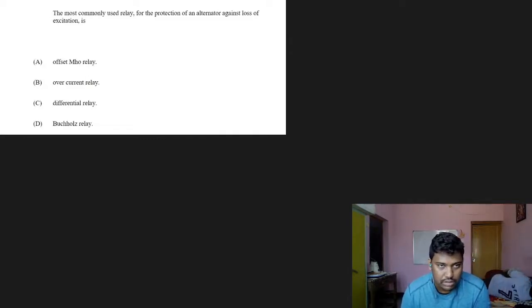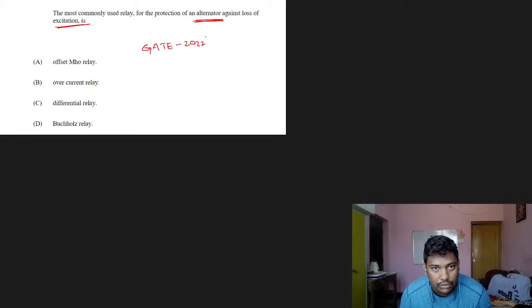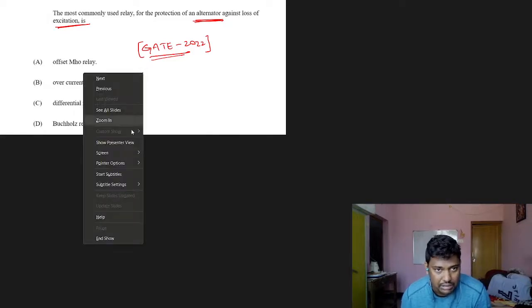Coming to this question. The question asked is: the most commonly used relay for the protection of alternator against loss of excitation. Loss of excitation is right. So, this was also asked in GATE 2022. He is asking which relay is commonly used for the protection of alternator against loss of excitation, right?